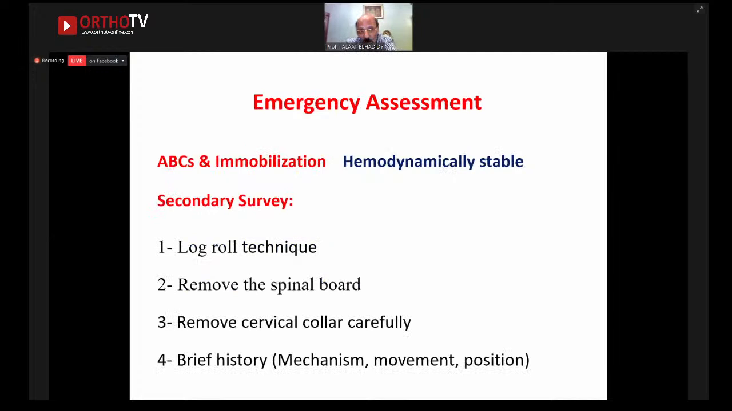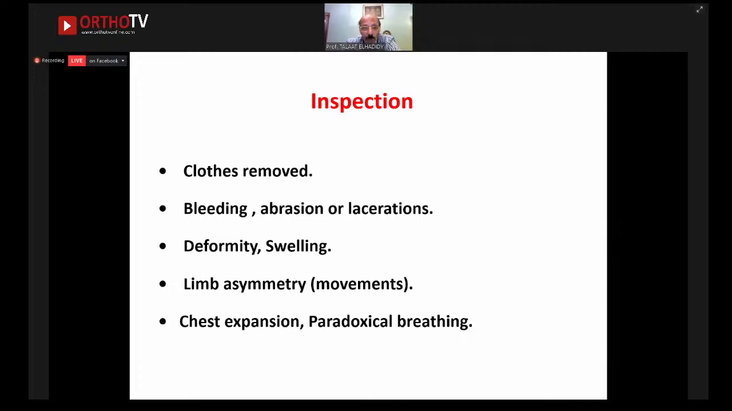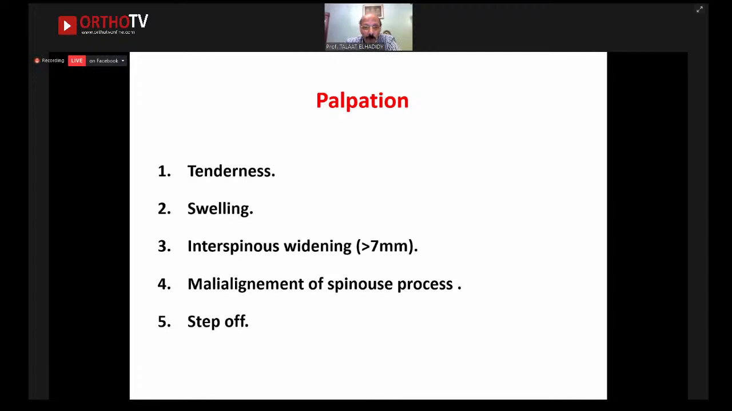The ABC, airway, blood pressure, and hemodynamic stability of the patient, is recommended. Then we do a secondary survey: remove the spinal board where the patient was mobilized, remove the cervical collar carefully, and then X-ray the patient from top to bottom. We should remove the clothes and inspect the chest for bruises, fractured ribs, paradoxical movement of the chest, any bleeding, abrasions, lacerations. If there is limb asymmetry, we should suspect fractures, and check chest expansion and paradoxical breathing. Then, by palpation, we look for tender areas, especially in the midline, from the base of the skull down to the sacrum.